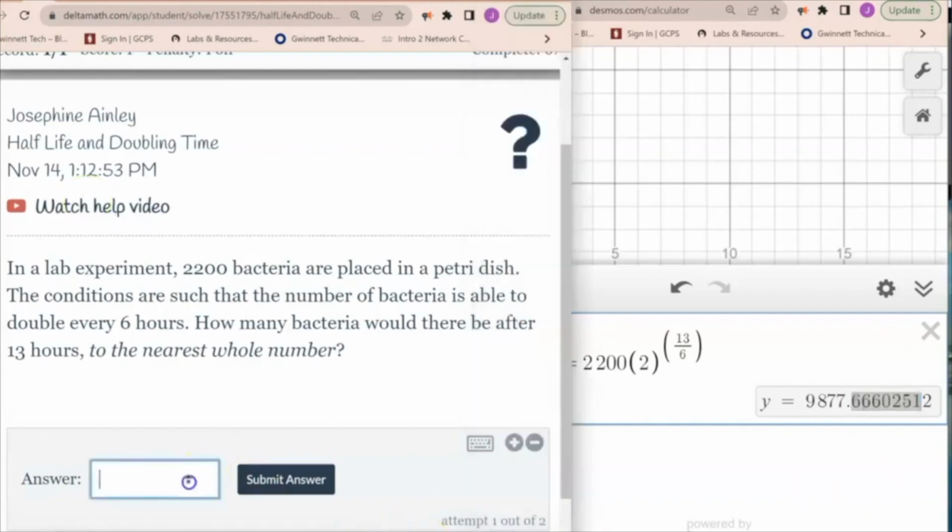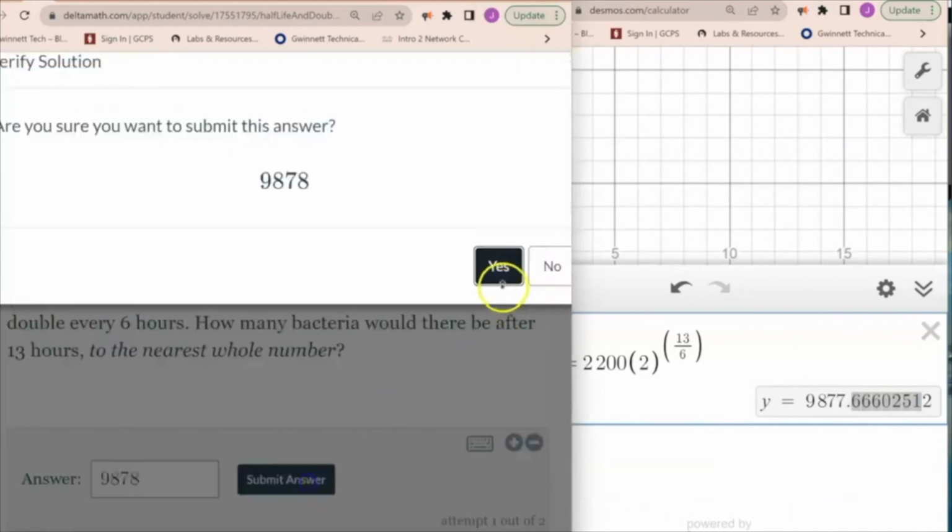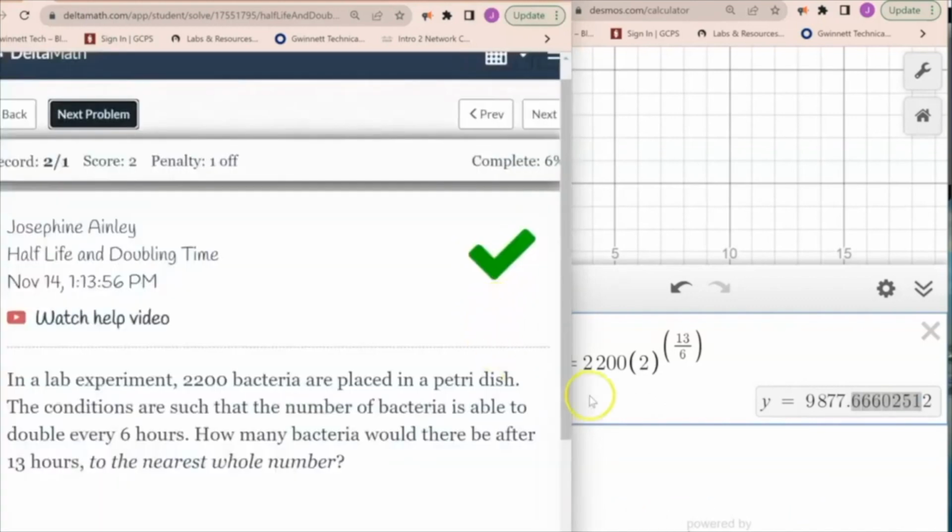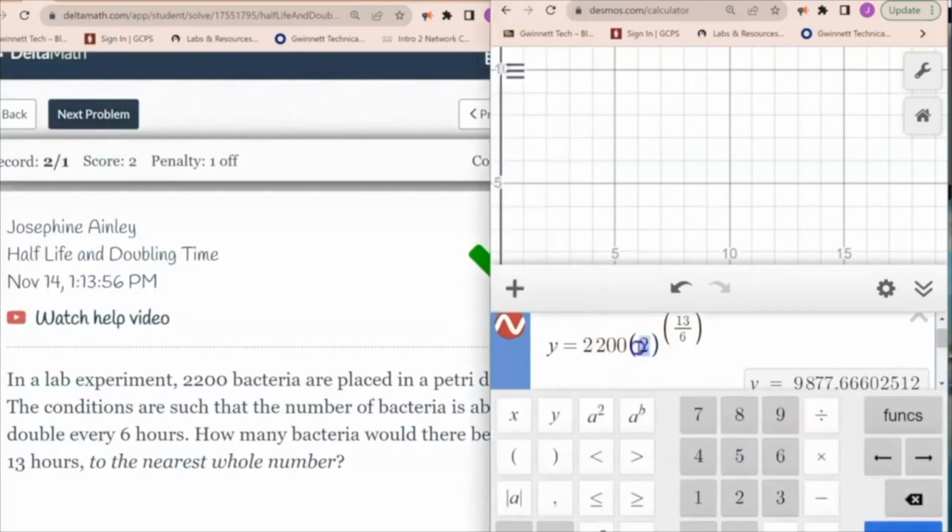9878. And I don't know if it's going to let me submit this 9878, but we'll go ahead and try. And it did. Okay, so the only difference, of course, is doubling or halving. But it's the total number of years over the time it takes to halve or double.